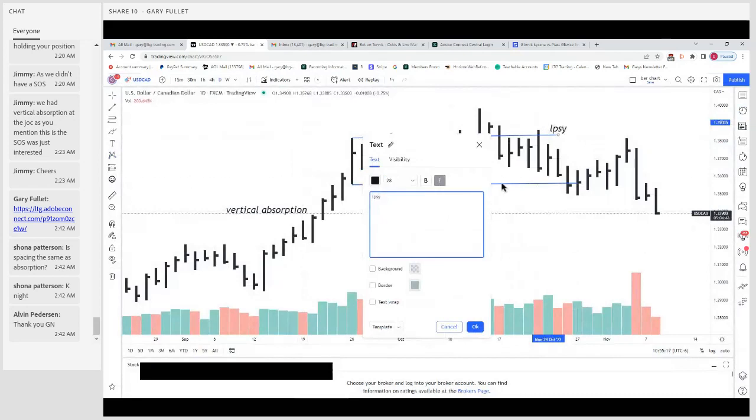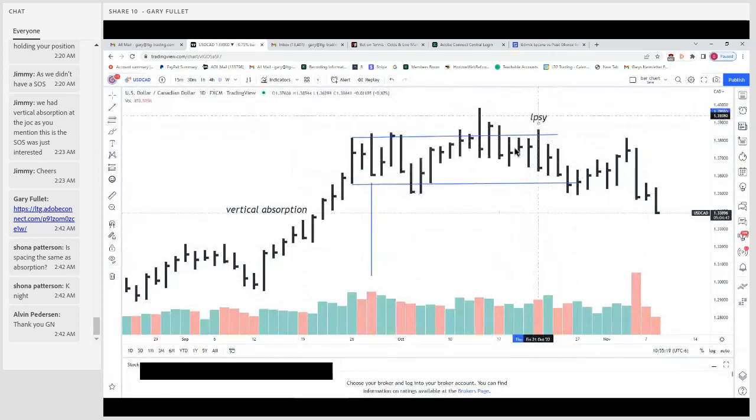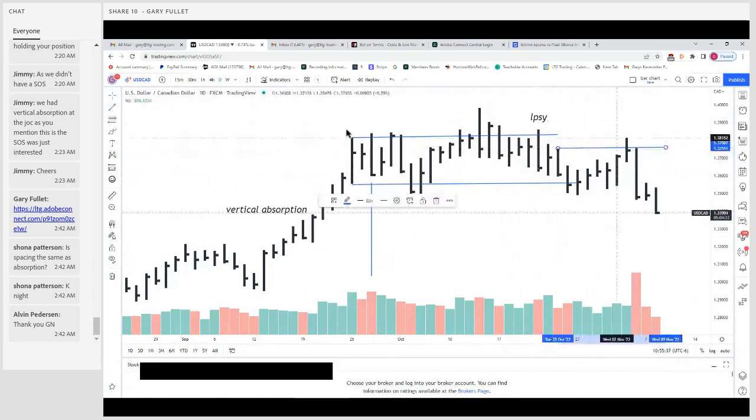The range, and it immediately fails. But that's what LPSY and LPS are supposed to do. Boom. It comes down and kind of labors on the rally. The trade that we do is the trade right here. This is an upthrust after distribution.